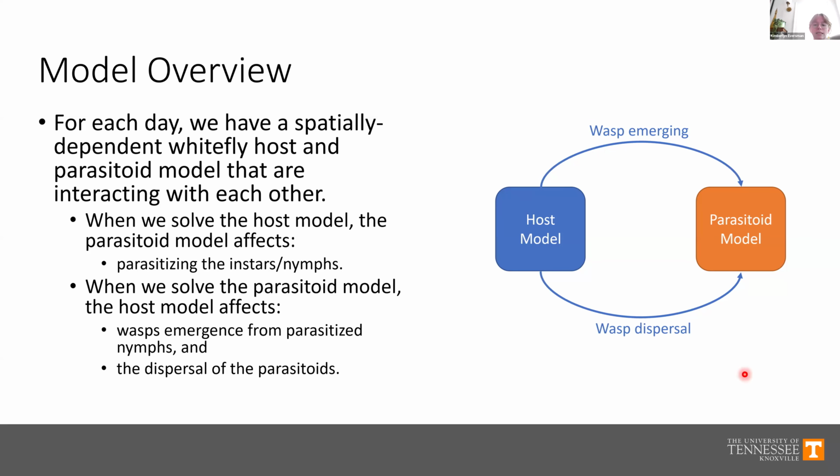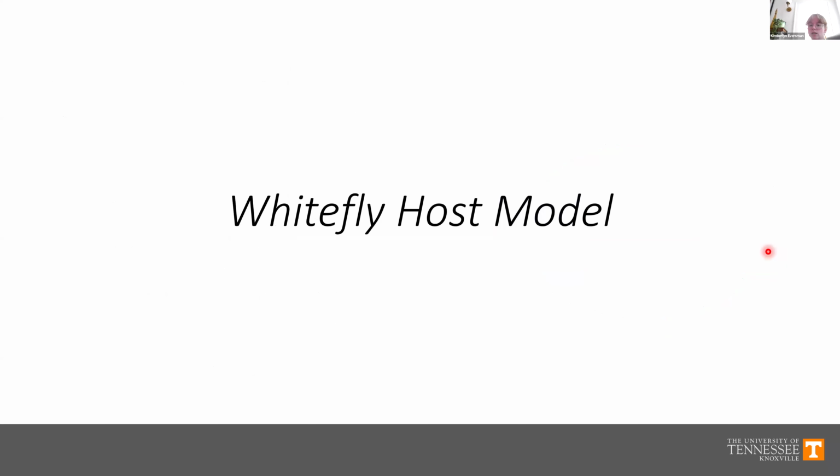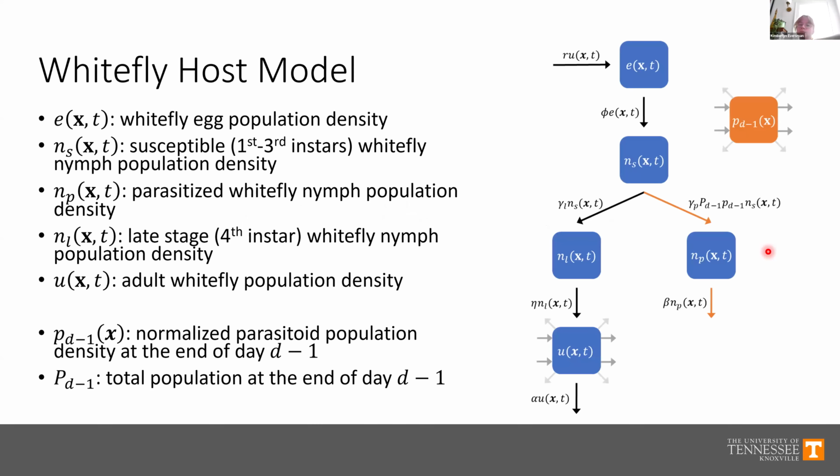And when we're solving the parasitoid model, the host model is going to affect it by having wasps emerge from those parasitized nymphs. It's also going to affect the wasp dispersal. So if there are a lot of nymphs around, the wasps might be less likely to fly, because there's a lot of availability for them to reproduce through these nymphs. So that's a broad overview of the 2 models we have working here. Let's talk a little about the specifics.